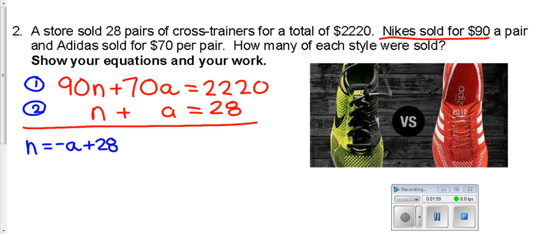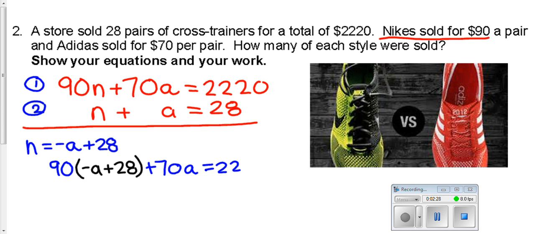Now I'm going to go back and substitute n in my first equation. So that's going to be 90, and this time, instead of writing n, I'm going to replace n with negative a plus 28. Everything else from my first equation, I'm going to bring down: the plus 70a, and the 2,220. And I'm going to solve for a by using the distributive property.